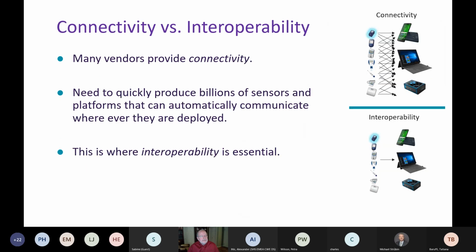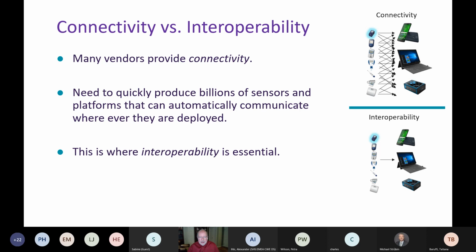Next slide. So it's important to help everybody understand the difference between connectivity and interoperability. Early on, a lot of the leading tech companies entered the healthcare IT space using proprietary solutions. That was essential to quickly move into that space, but it's all proprietary and it really doesn't scale, or is very costly to scale. If you really want to handle a global pandemic, you need a way to quickly produce billions of sensors. And these sensors, whoever makes them, need to automatically communicate with whatever electronic health record system, in whatever hospital, in whatever country, anywhere around the world. In order to do that, you really need what we call interoperability.